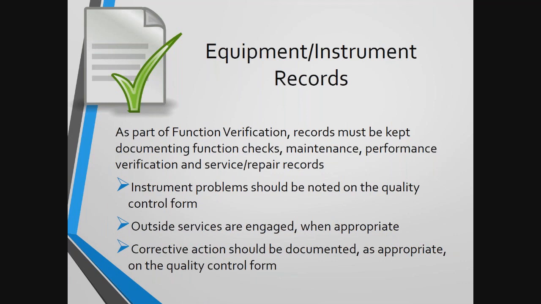And finally, corrective action should always be documented on the quality control forms when problems or issues arise. It is important to show either what was done to correct the problem or what steps were taken when the problem could not be immediately corrected and there was a need to ensure the continued integrity of some component of the testing.